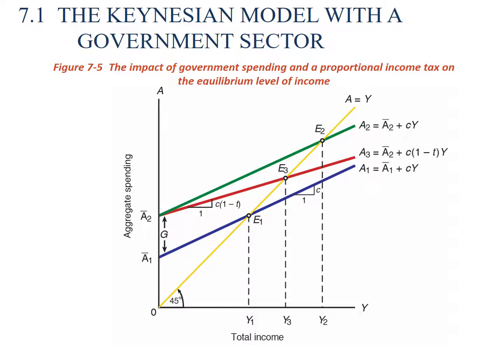And then when we introduce the tax rate into our model, we see that the tax rate will leave the intercept unchanged. However, it will influence the slope of the curve by making it much smaller, which means the aggregate spending curve would have to swivel inwards, and as it swivels inwards, it leads to a decrease in total income, which is now indicated at Y3.